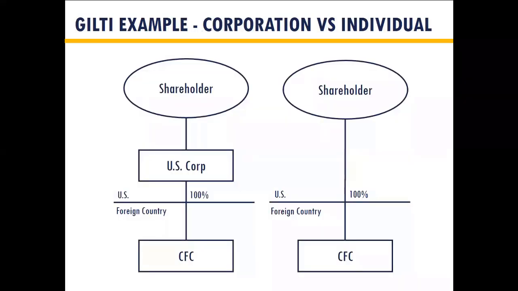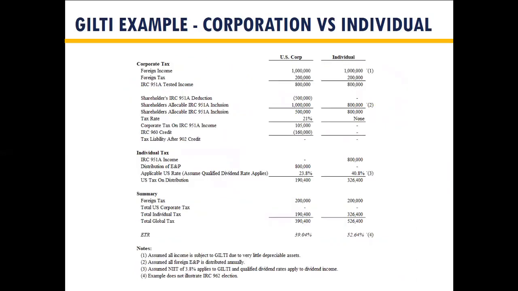And with that, let's look at a few comparisons between different types of shareholders and different structures. We'll start here with a corporation versus an individual. What would be the difference if we had a US C corporation owning a CFC versus just a US individual owning a CFC? And here we have a numerical example.